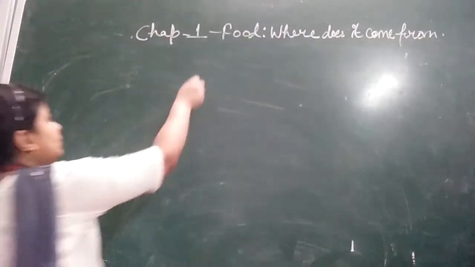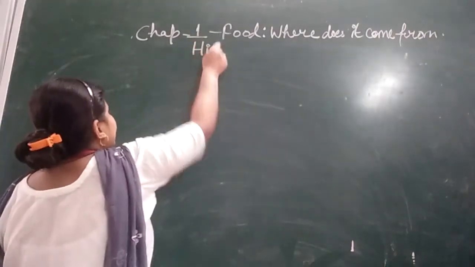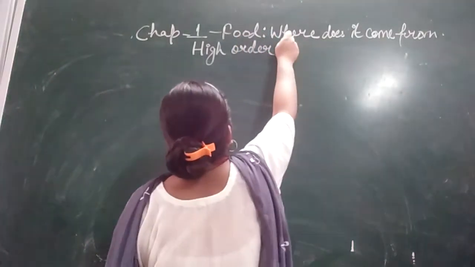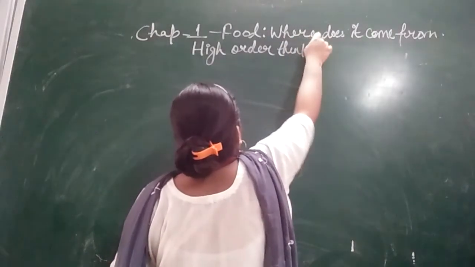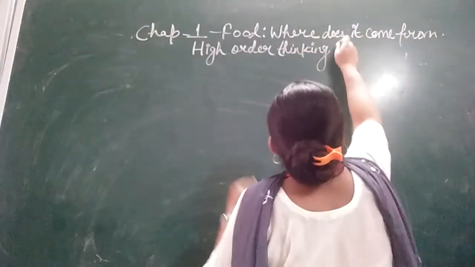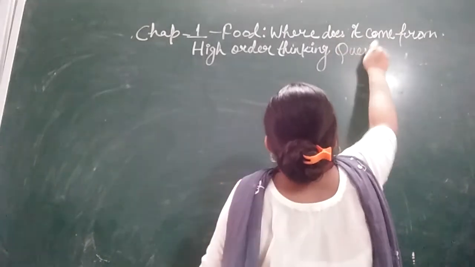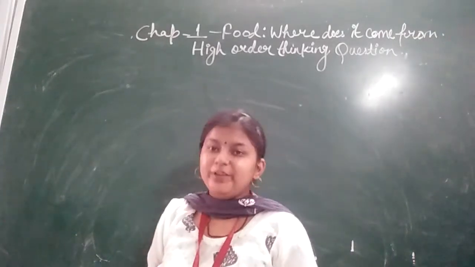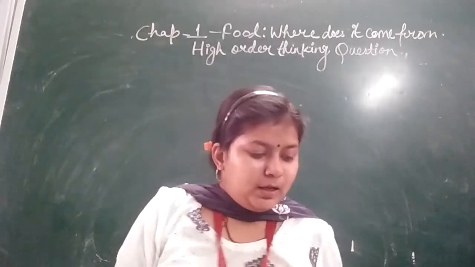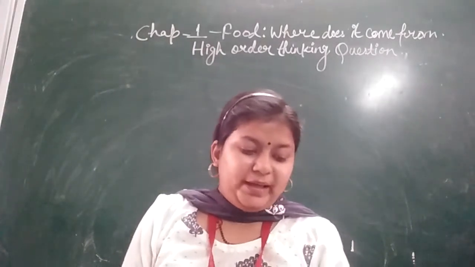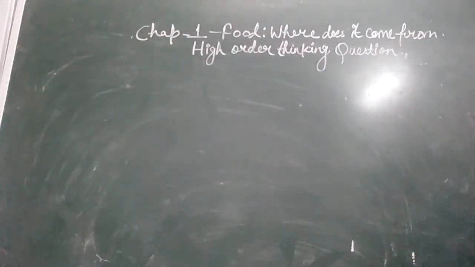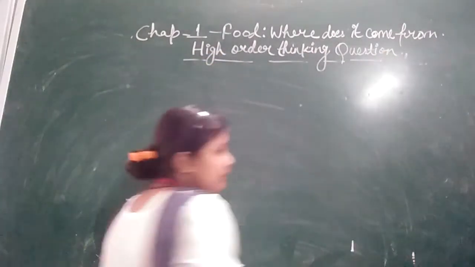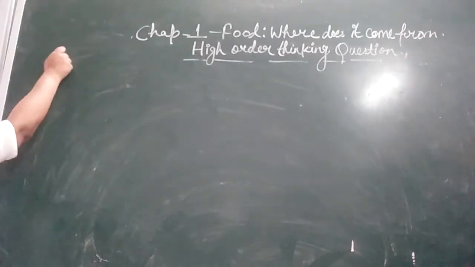So today's topic is high order thinking questions. This is the topic of the day. Fine. Let us start. The green plants make their own food by the process A. The first high order thinking question I am going to write down here.